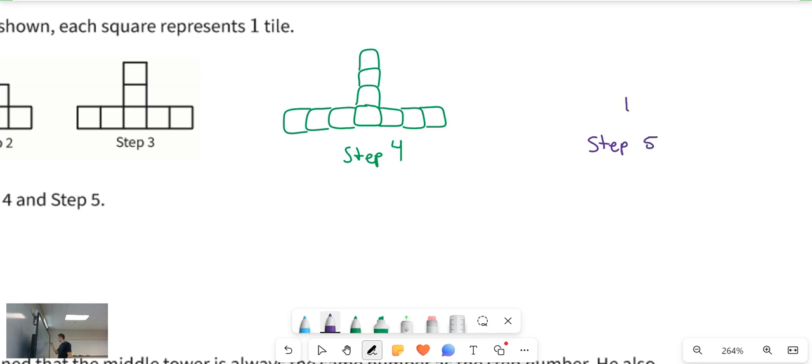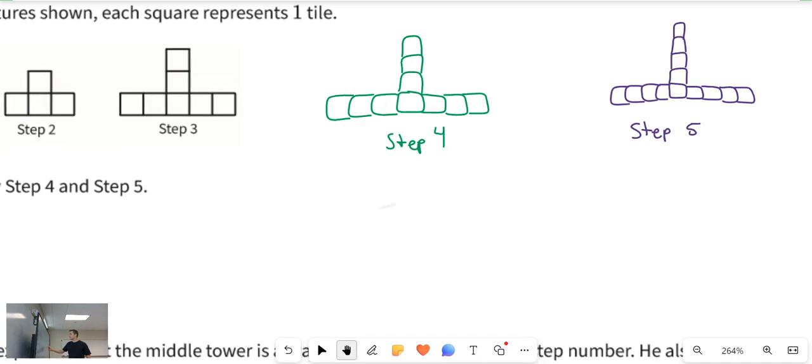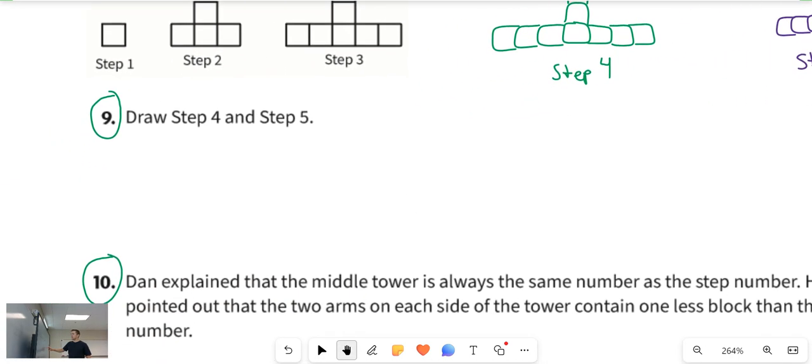where we're going to have the center box. But now we're going to need to go up. If we went up 1 on step 2, up 2 on step 3, up 3 on step 4, we need to go up 4 from here. So 1, 2, 3, and that's 4 up. Then 4 to the right, 1, 2, 3, 4, and to the left, 1, 2, 3, 4. Okay, so that is our step 5. It does look a little bit bigger each time, so that's good. It is getting bigger with each step. So that's draw steps 4 and 5.